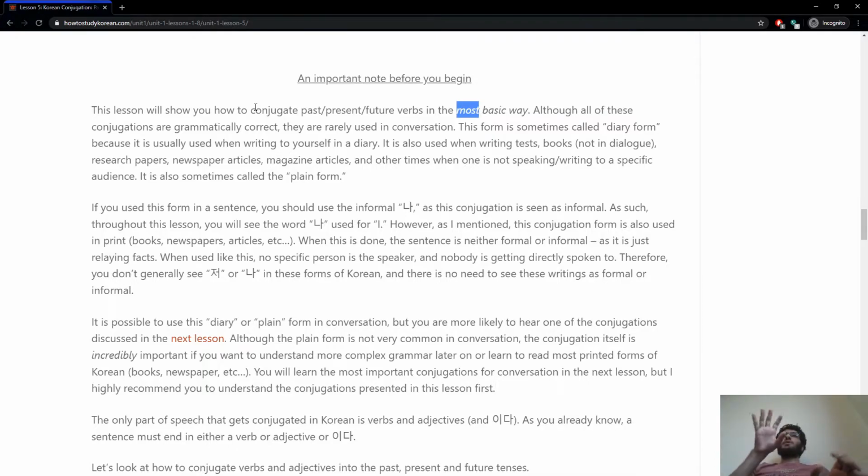So right now we're using the diary form, which he says is called the diary form because it's when you're writing in your diary, writing to yourself. It's also used in writing tests or books, not in dialogue, research papers, all that stuff. That's why it's called the plain form or the diary form. You wouldn't use it when speaking necessarily, but it's the basis for everything else. So once we learn this, in the next lesson we can learn how to say things in speech. The difference is very small.